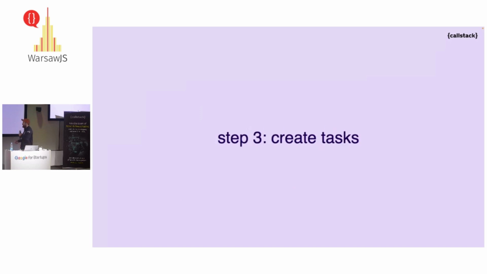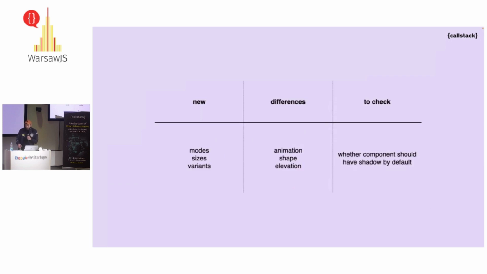And based on the collected data, we were able to create tasks for each component. Changes were grouped in 3 sections. First, called new things, for new modes, new sizes, new variants. Second, differences, for changes mostly concerned with animation, shape, or elevation. And the last one called to check, for the aspects we were not sure about at that moment and which required more investigation. For example, whether that specific component should have a default shadow or not.